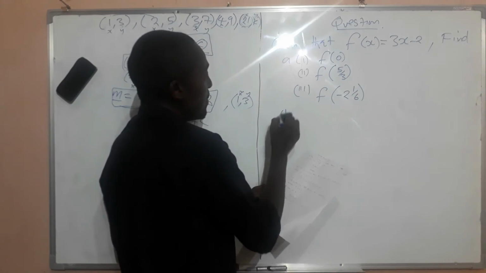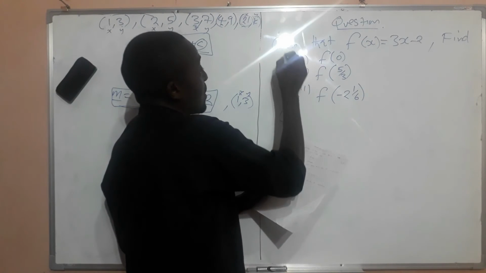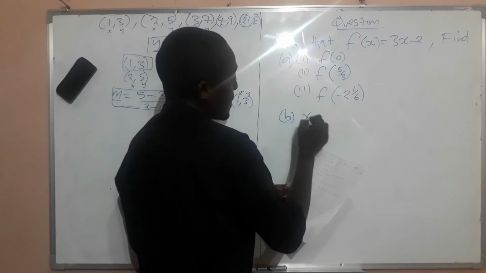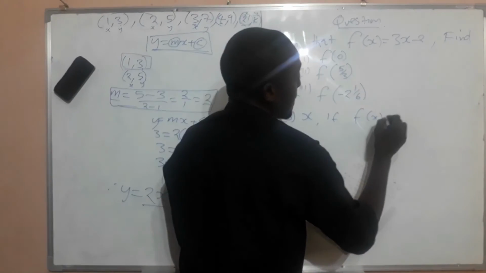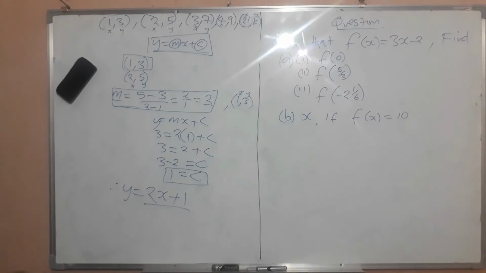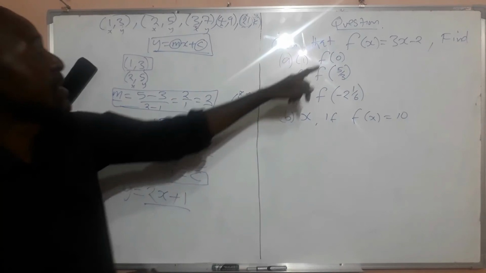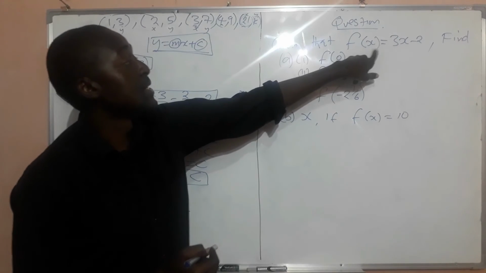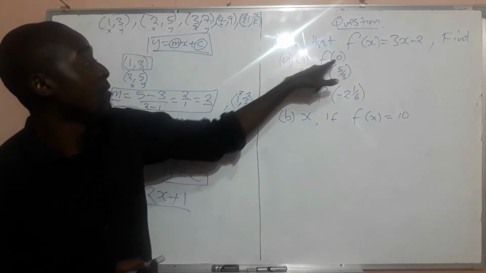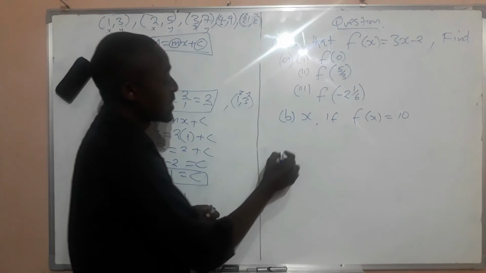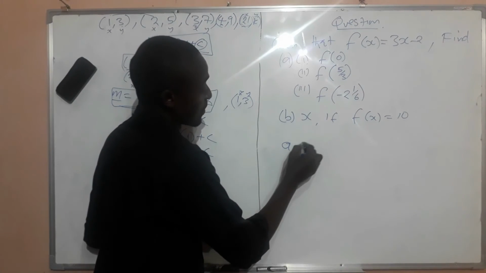And then b here, find x if f of x is equal to 10. So here is a question that we have on functions. Given that f of x is equal to 3x minus 2, find f of 0. So we'll start with that same question, the first one.